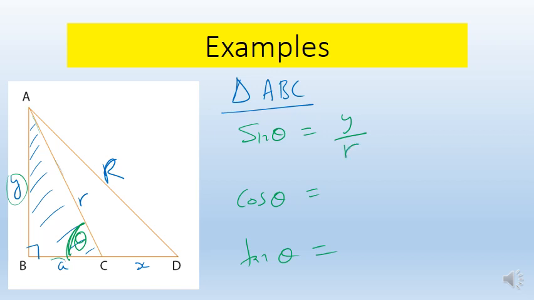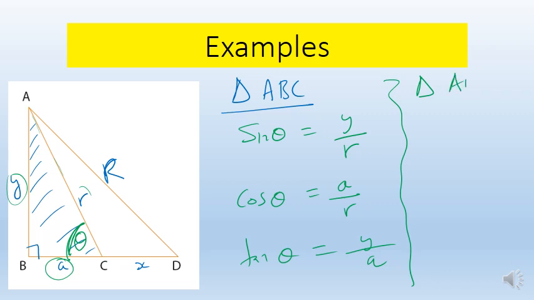If you get cos theta, the adjacent side is what I call a, the hypotenuse is r, and tan theta is opposite over a. Right. Let's go to the big right angle triangle, ABD.